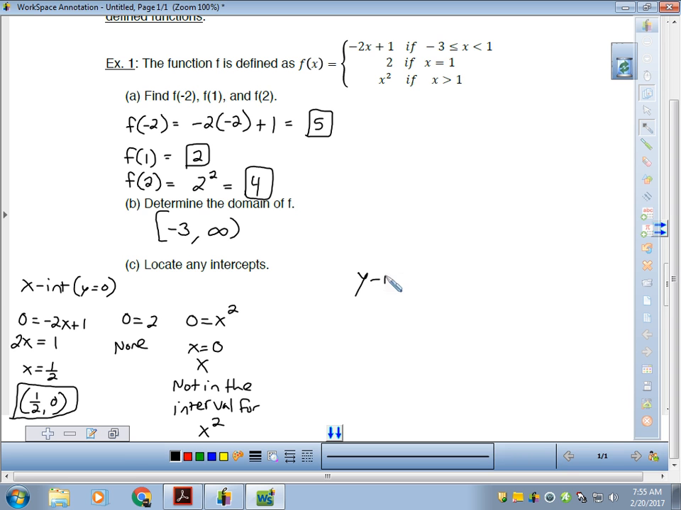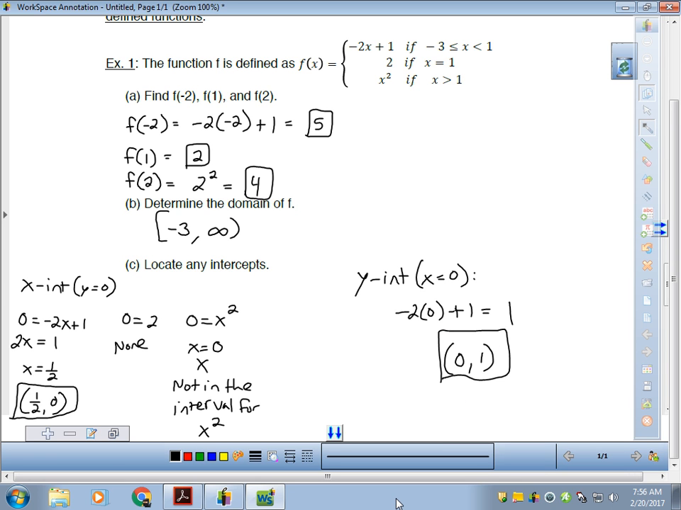All right, and then we also want to look for y-intercepts, which remember that's where x equals 0. These are a little bit easier because all you've got to do is figure out which piece you plug 0 into. Is 0 greater than 1? No, so I can't plug it in that one. Is 0 equal to 1? No, can't plug it into that one. Is 0 between -3 and 1? Yeah, so plug 0 into that one. -2 times 0 plus 1. -2 times 0 is 0. 0 plus 1 is 1. So we get a y-intercept of (0, 1).